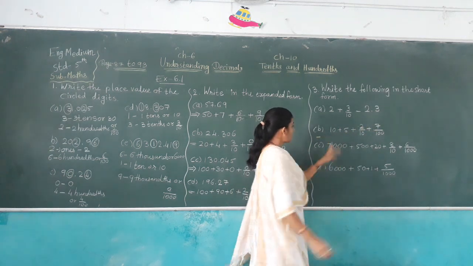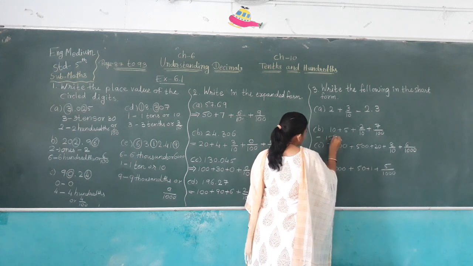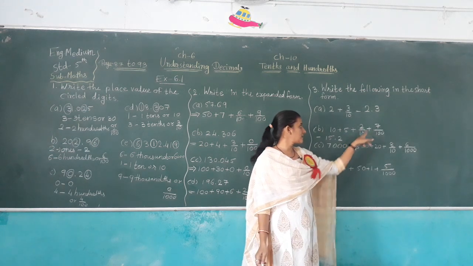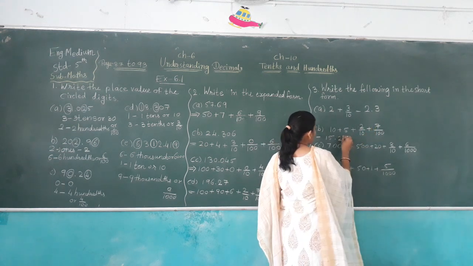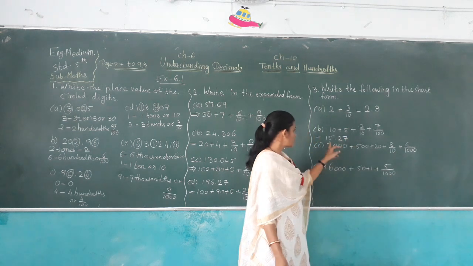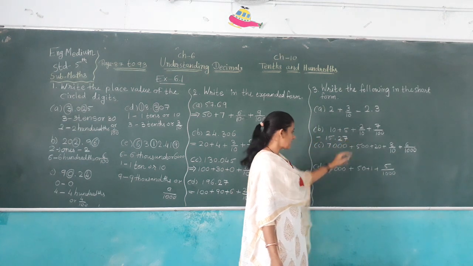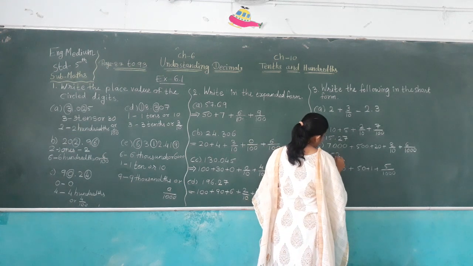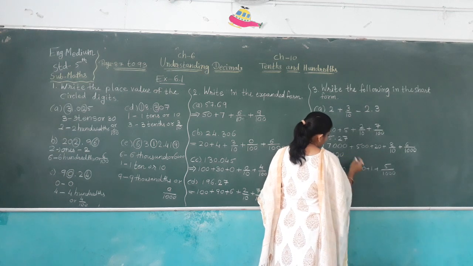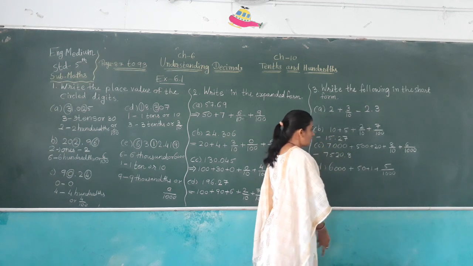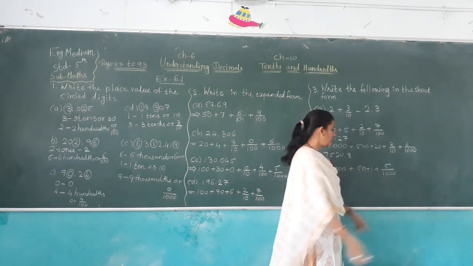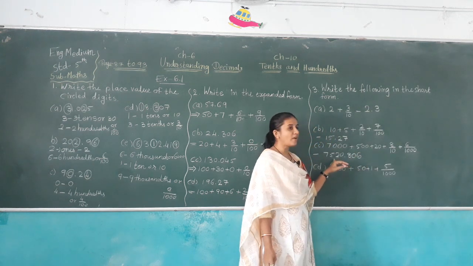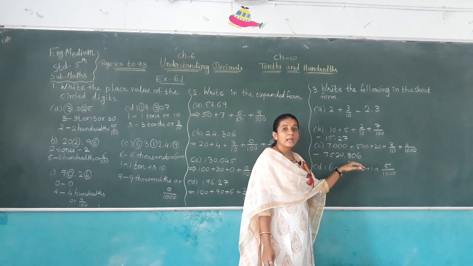Then here 10 plus 5 is 15. Then 2 tenths and 7 hundredths, 27, so 15.27. Another one: 7,520.8, but here there is no hundredths place, that means here keep 0 and write 6. So 7520.806.